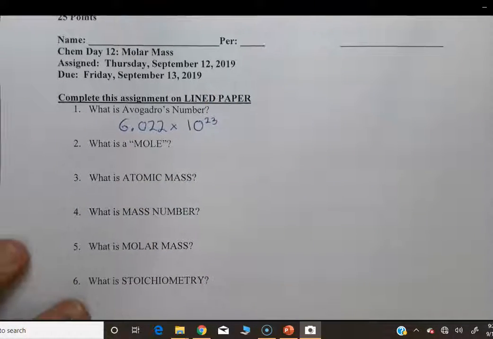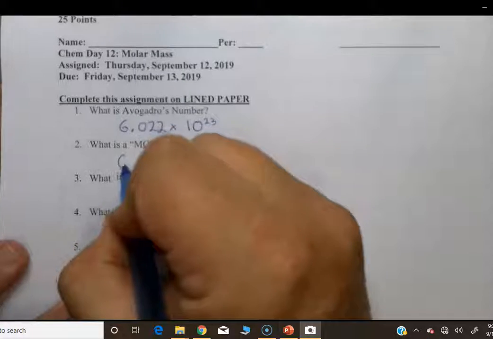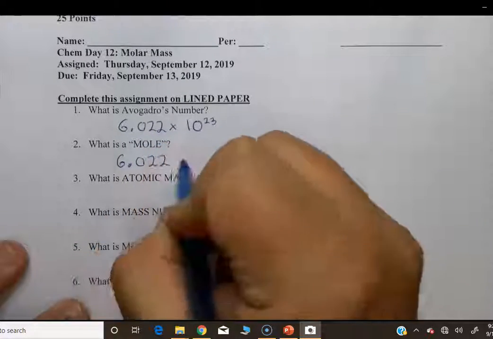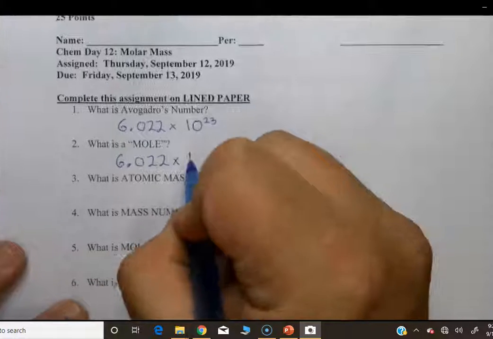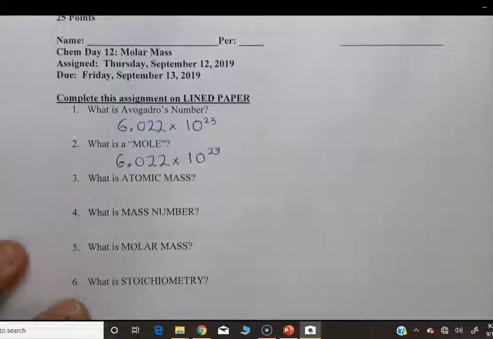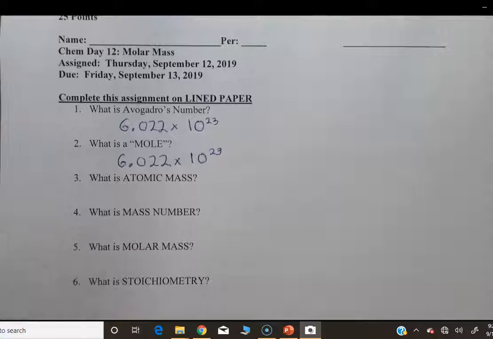And what is a mole? It's exactly the same thing. So when we actually work with this number in chemistry calculations, we don't call it Avogadro's number, we call it a mole. Just a short way of referring to this number. A mole is just a number, just like a dozen is a number. You all know what a dozen is.